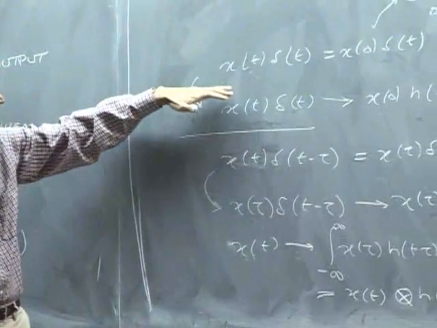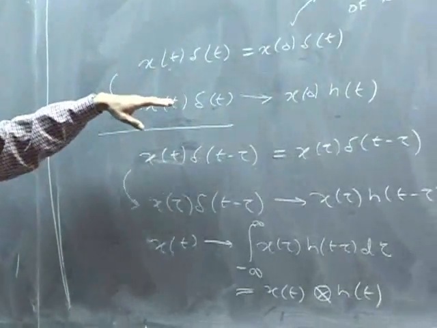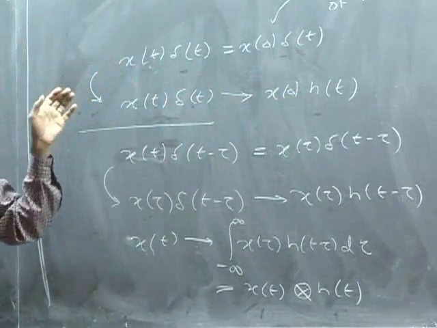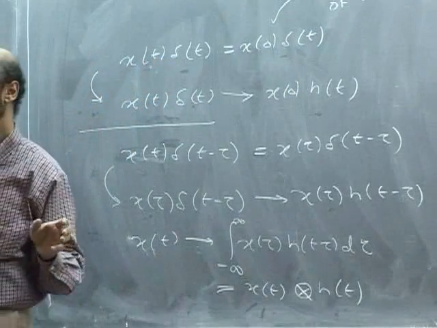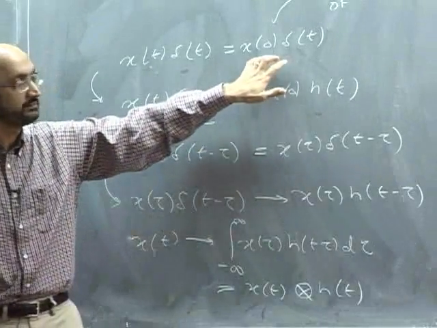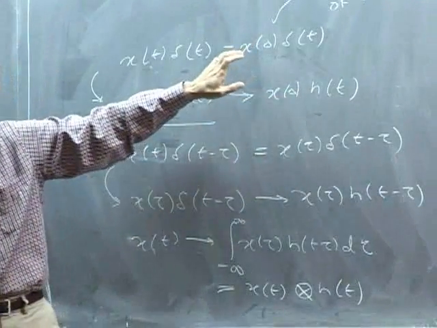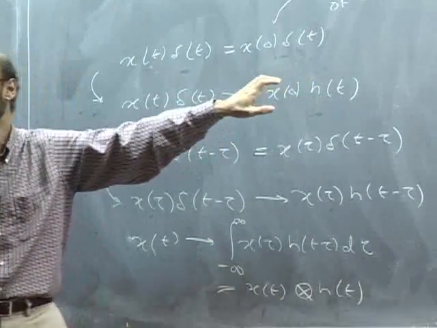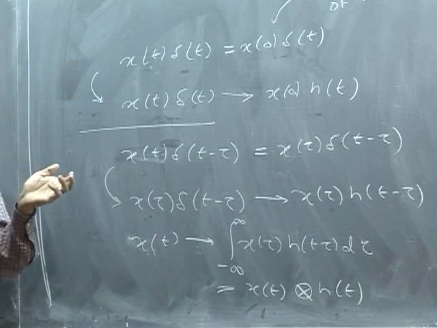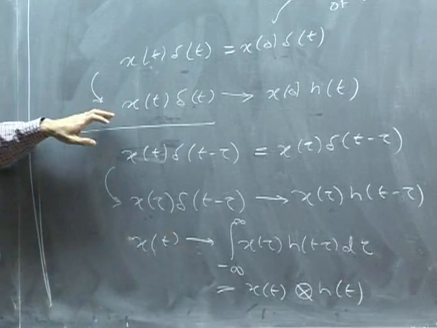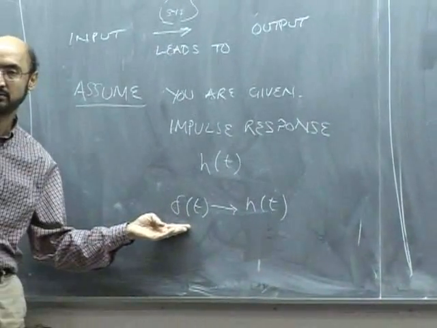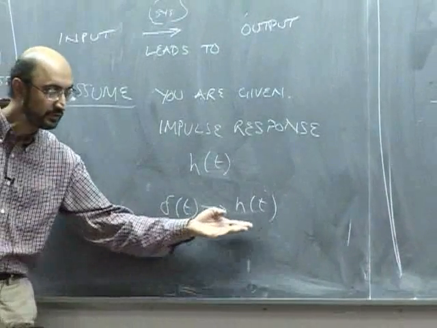Then we say that by definition of impulse, x of t delta t is the same as x of 0 delta t. If you take any function x of t and multiply it with delta t, you just select out the value of x of 0, and you get a scaled impulse of energy size x of 0. It has infinite power, of course, but the energy is x of 0 by definition of the impulse. So you're scaling the input by x of 0, and the output is going to scale by x of 0.